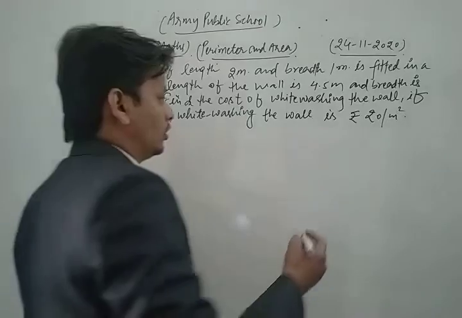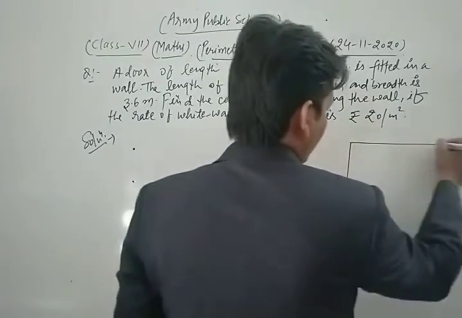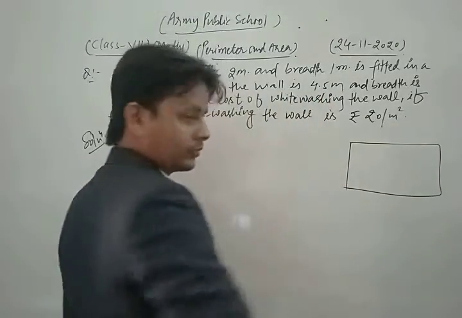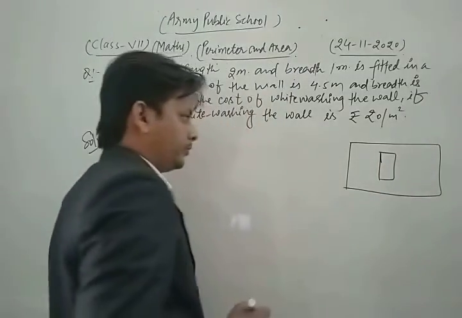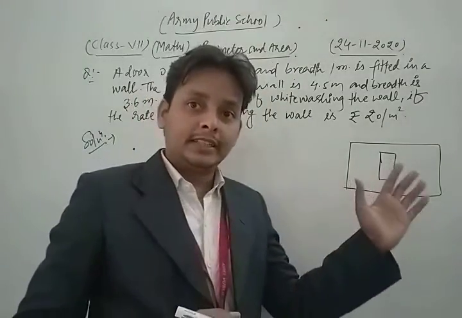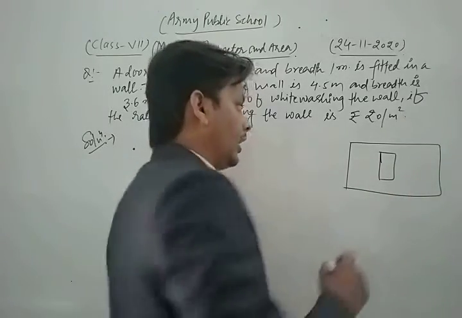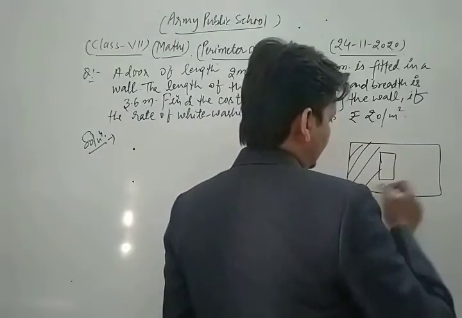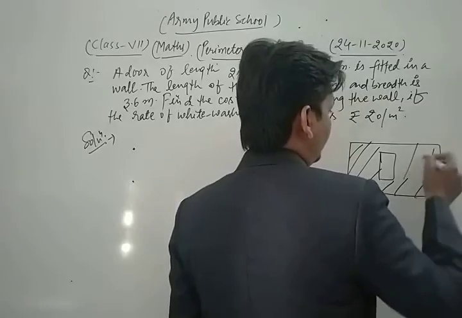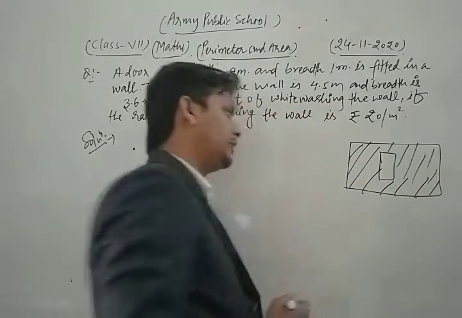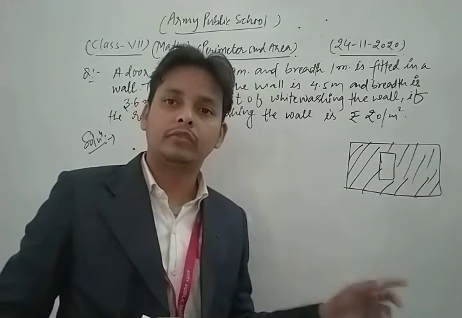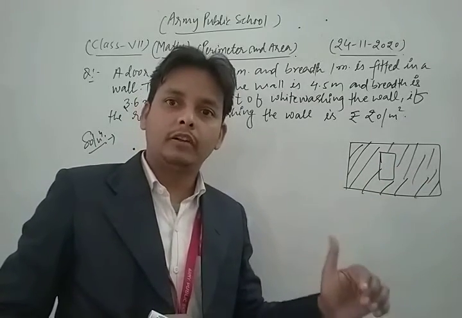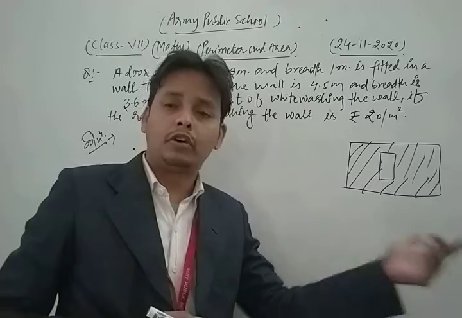So let's see first of all, a door fitted on a wall. Dear student, this is a rectangular wall, suppose, and a door is fitted on the wall. But what is the region for whitewashing? Dear student, that shaded region is for the whitewashing. So we must subtract the area of the door from the area of the wall. After that, this is the required area for the whitewashing.